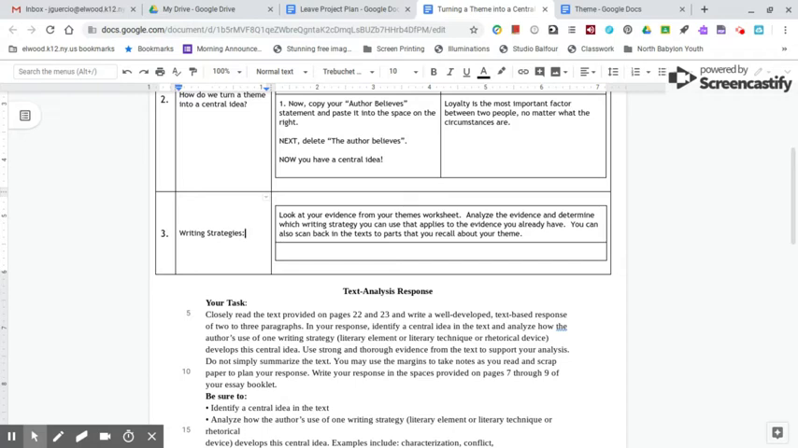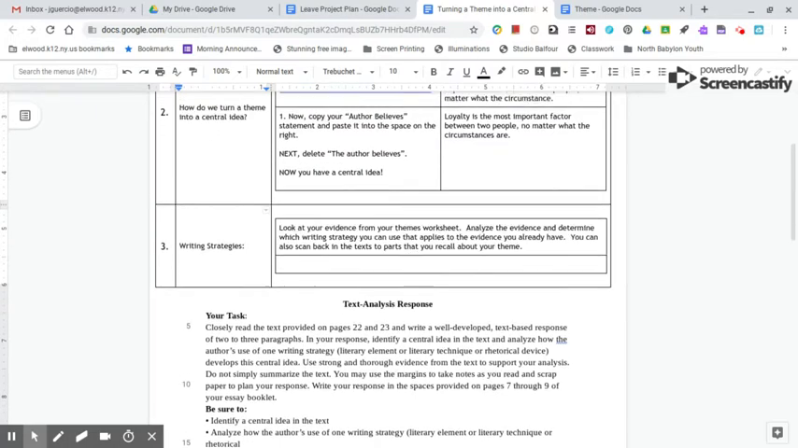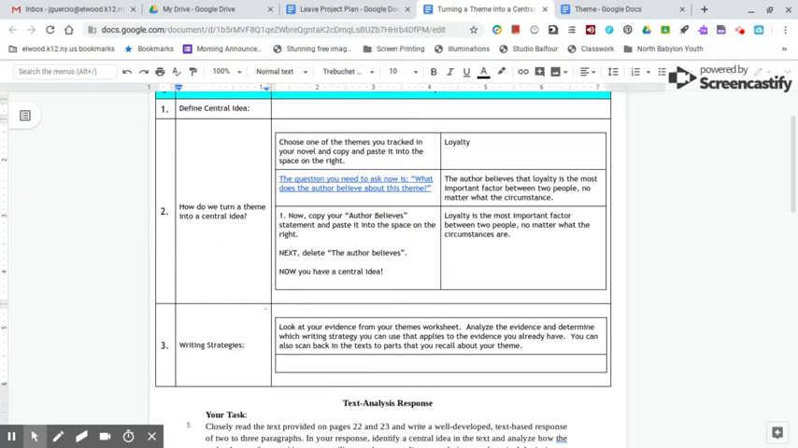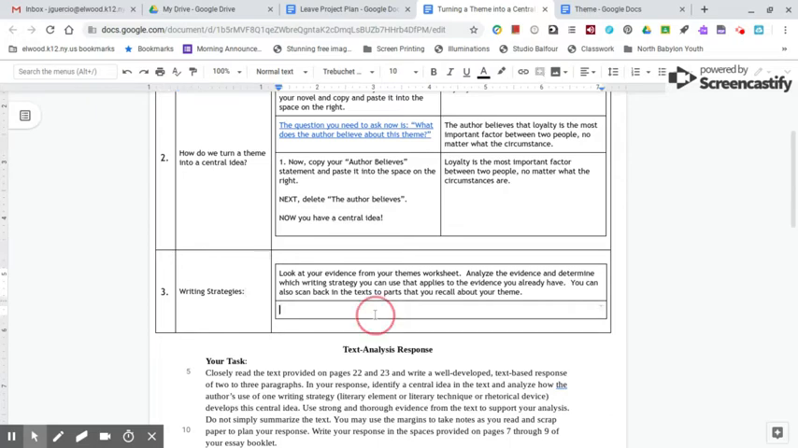So let's say the 3 pieces of evidence you have there are all different kinds of writing strategies. You might have to go back in the text and find other examples of your central idea and use those once they fit a writing strategy. But as always, there are easy writing strategies like characterization, conflict, diction, which is words. Those are the easiest ones that you can always use. So figure out which writing strategy works for your evidence, and write the writing strategy here.